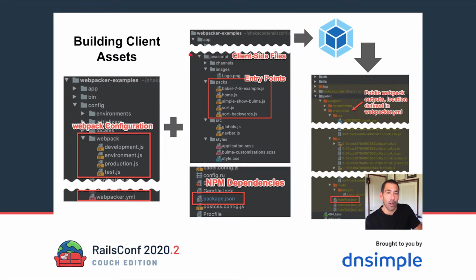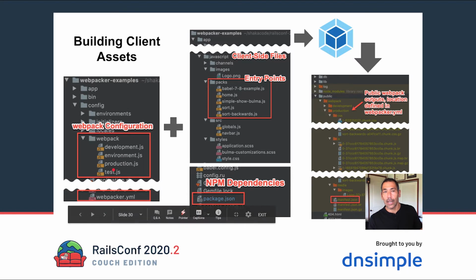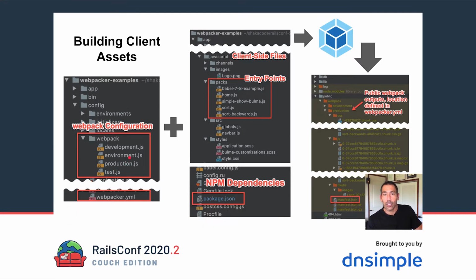So this is how it works. We've got our Webpack configuration. As I mentioned, there are these different JavaScript files, and these JavaScript files correspond to your environments. Now, the only ones that actually correspond to the environments are the development.js, production.js, and the test.js files. This environment.js file, that's a common file that's required by the development and the production files.